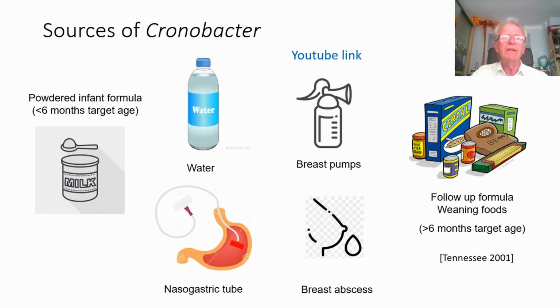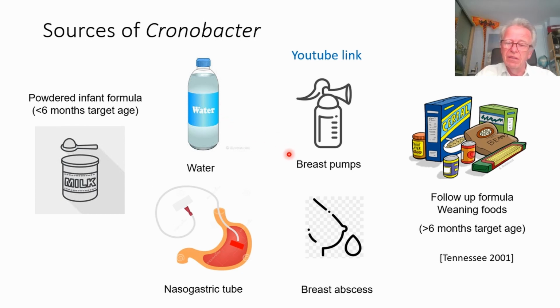Then, if we look at more related to infants, we can infrequently isolate Cronobacter from powdered infant formula, and we're talking specifically here about powdered infant formula with a target age less than 6 months, so that's pre-weaning. It's found in water, and water is used to reconstitute the powdered infant formula, and we've known water for reconstitution to be positive for Cronobacter.